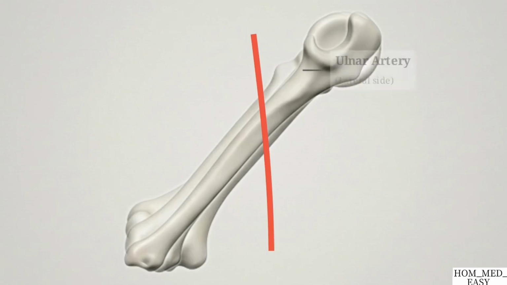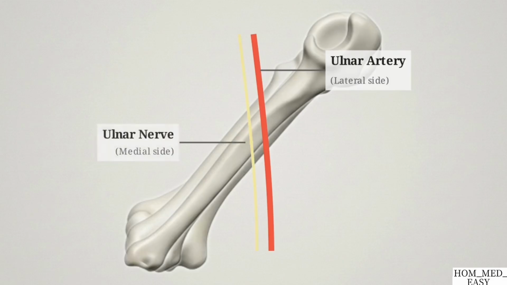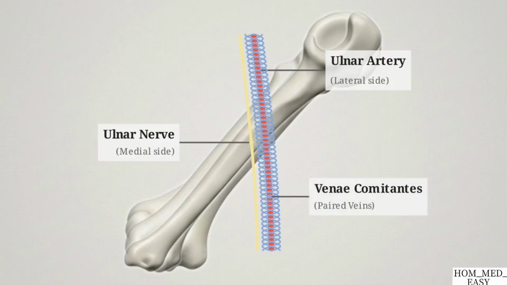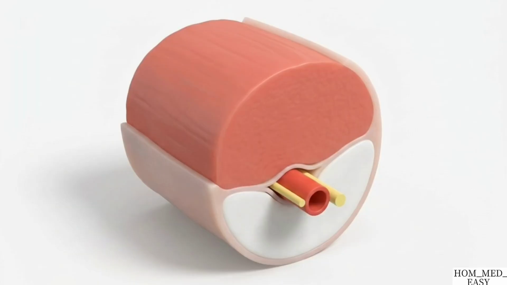We can map their relationship here. Overlaying the ulnar nerve, it's positioned medial to the artery. The artery sits securely on the lateral side. Surrounding the trunk are the venae comitantes, paired veins wrapping tightly to aid blood return. The entire forearm transit relies on this specific configuration, continuous deep muscular cover, and an unwavering neurovascular alignment.